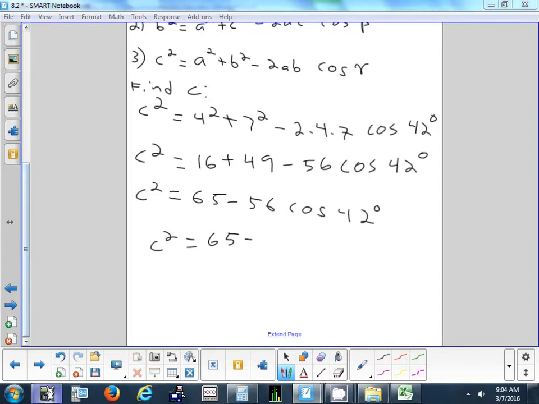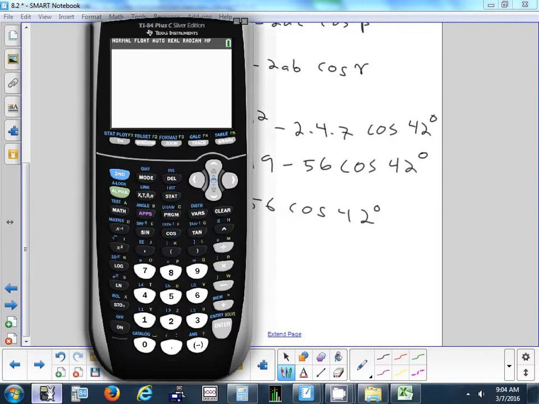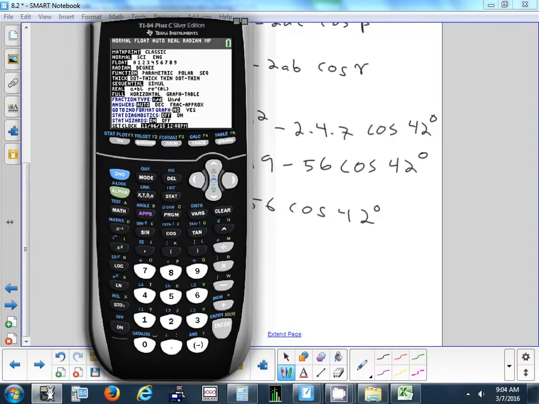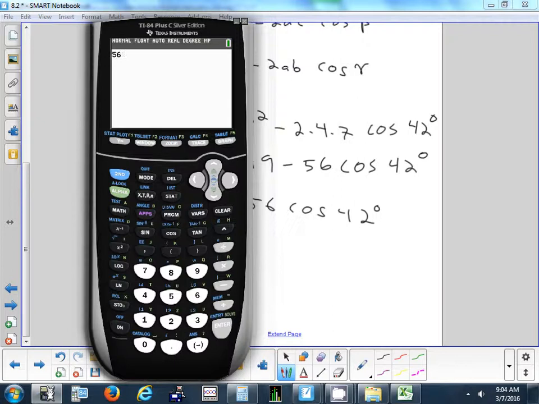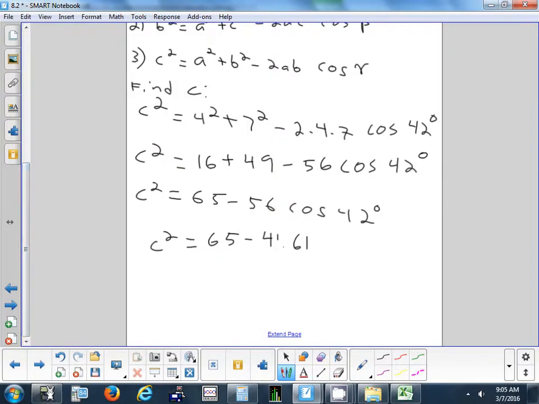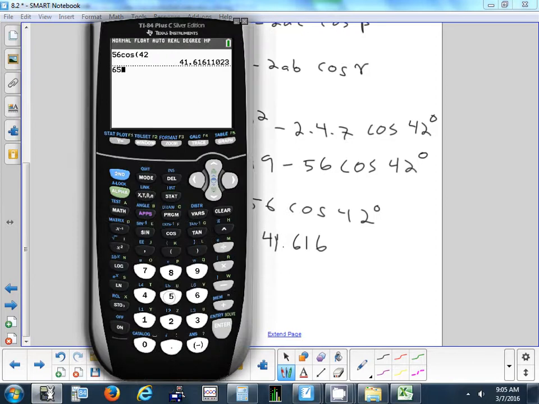56 cosine 42. Because we're in degrees, make sure you check that first. All right, so 56 cosine 42, about 41.616. Now we can do the subtraction. So 65 minus, and I'll just type in my answer that I just had on the screen, 23.384.